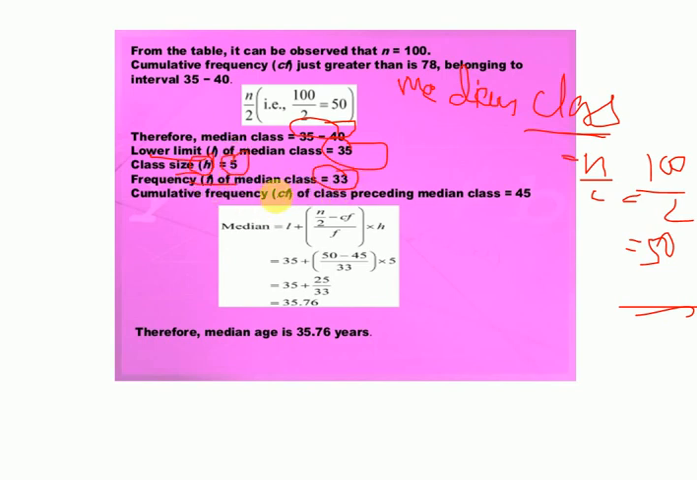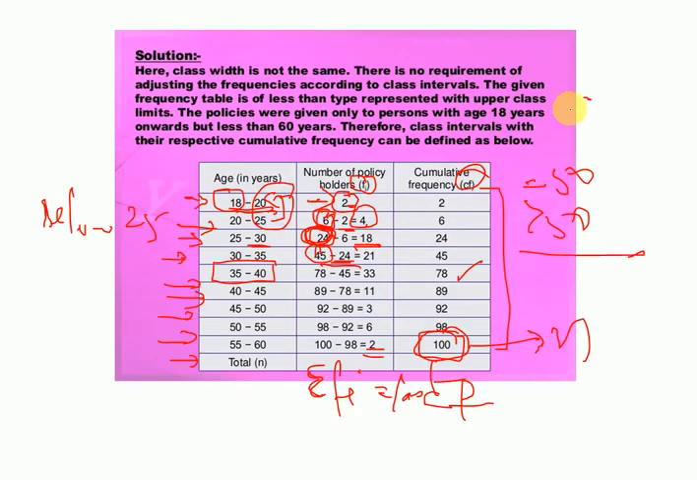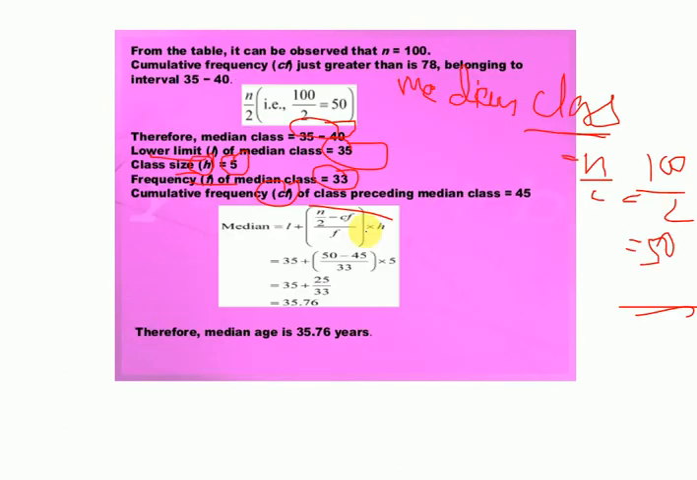Frequency of the median class is 33 and CF of the preceding median class. It means that we have to use the value of CF as the CF of preceding, right? So CF of the median class is 78, so CF of preceding median class will be 45. So here we will use the preceding CF. After applying the formula, L plus (n upon 2 minus CF) upon F into H, 35 plus (50 minus 45) upon 33 into 5, 35 plus 25 upon 33, we will get 35.76 years is the median age. Okay.